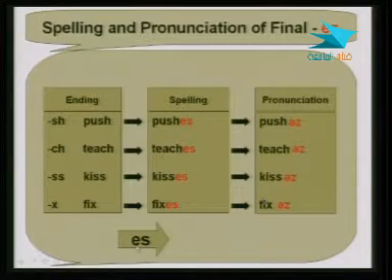Fixes. So that es at the end becomes is. So he teaches English, right? He kisses his children, right? And he fixes his car, and he pushes the door. And these are the examples.